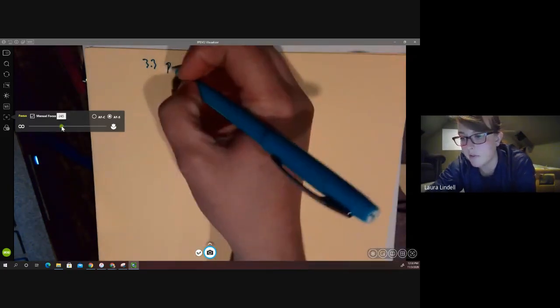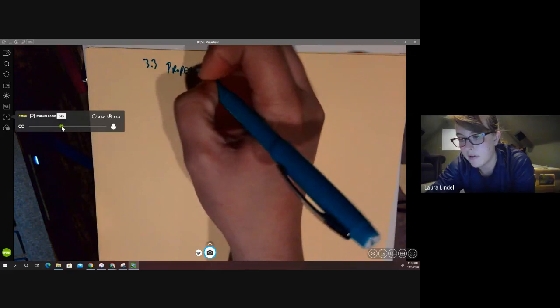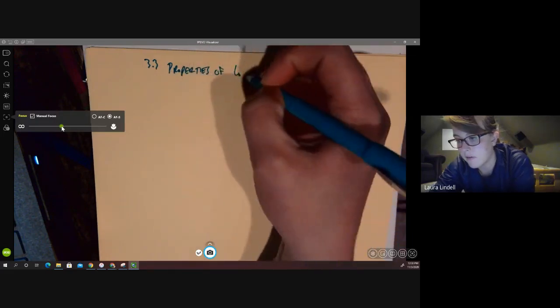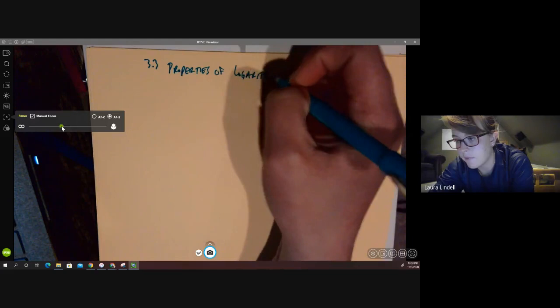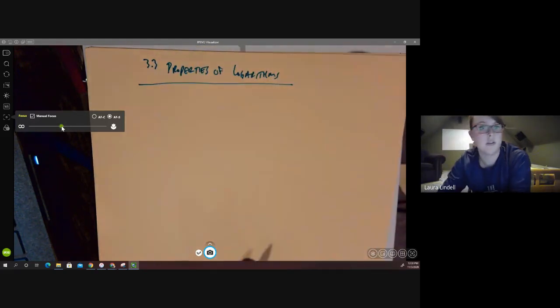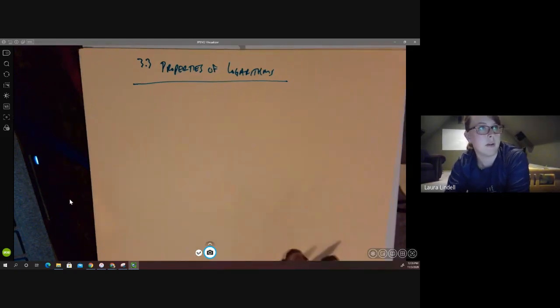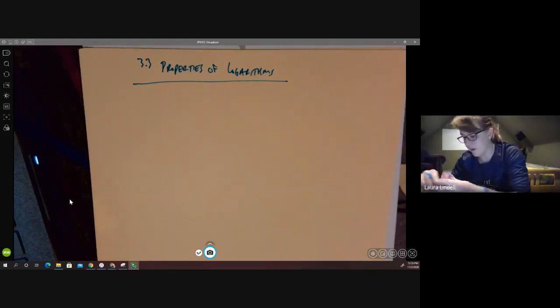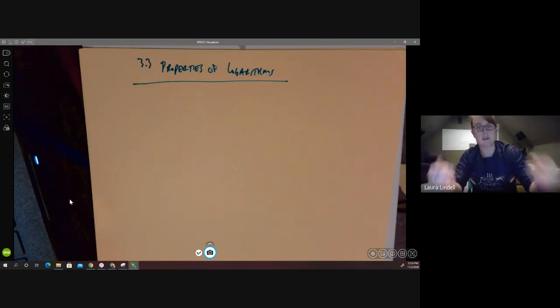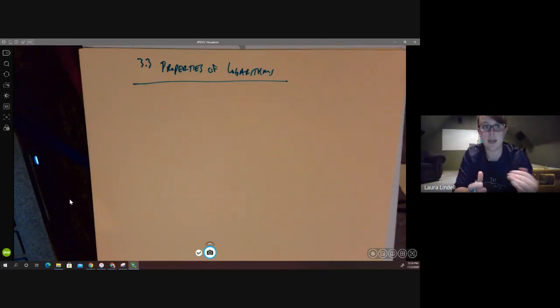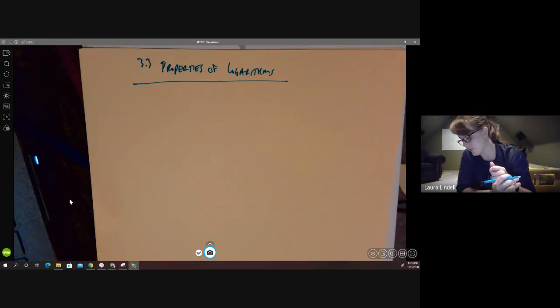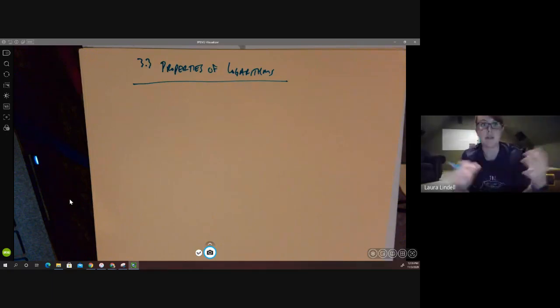Properties of logarithms. Okay, so 3.3 properties of logarithms. Here we go. The first property is called the product property. And so I'm just going to put out all these properties that we have. I'll show a brief example of each of them, and then we are going to show some examples of how we would evaluate a log using these and how we would combine logarithms using all these properties together.